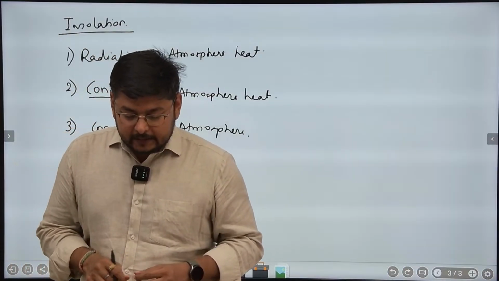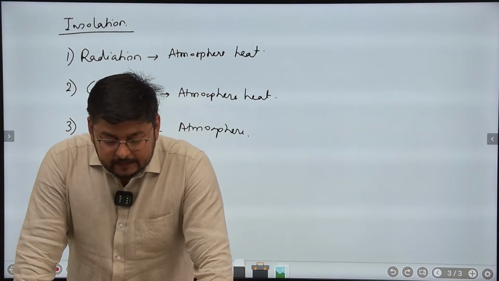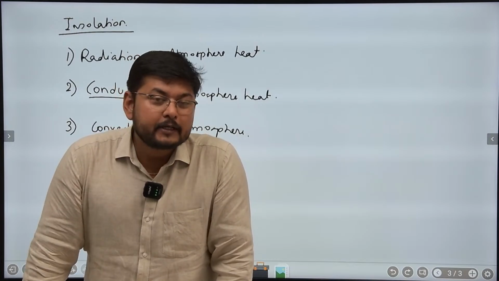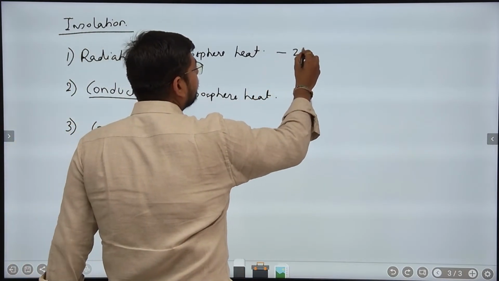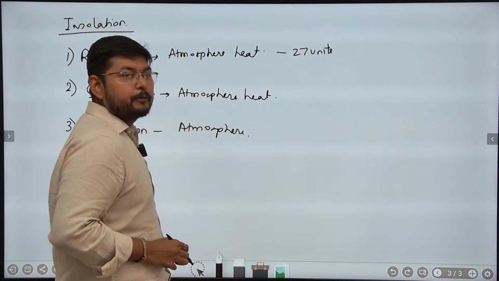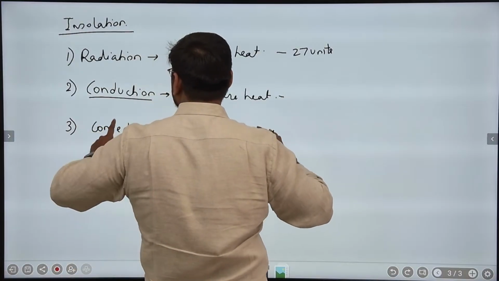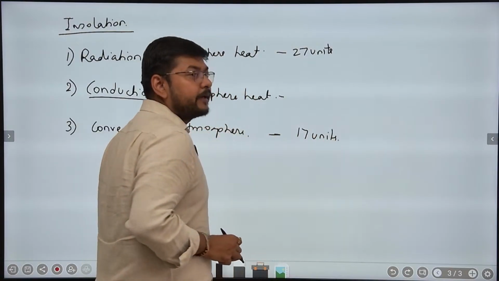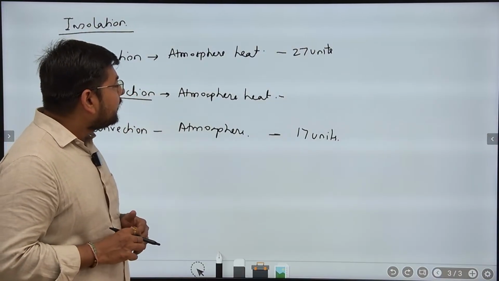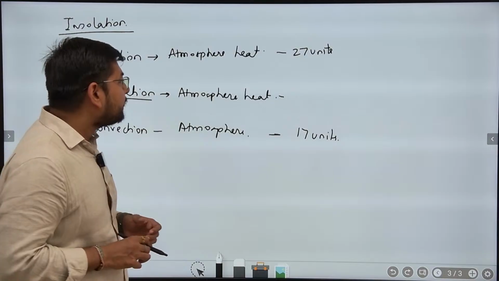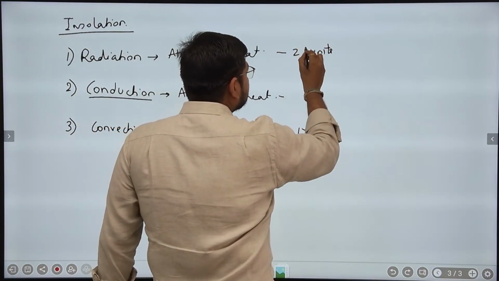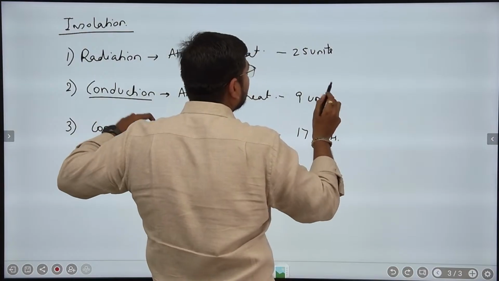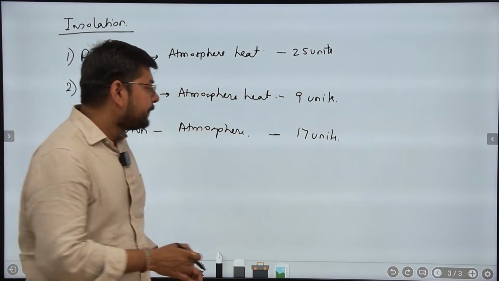Now, overall, the radiation phenomenon will be around 26 or 27 units here. In the second case, for convection, there will be around 17 units here. So this makes up around 44 units. So 44, this will be 25 units, 17 units, and for the conduction part, there will be 9 units.